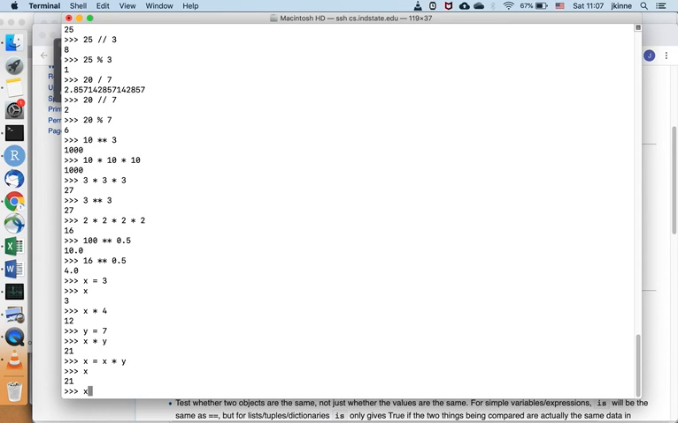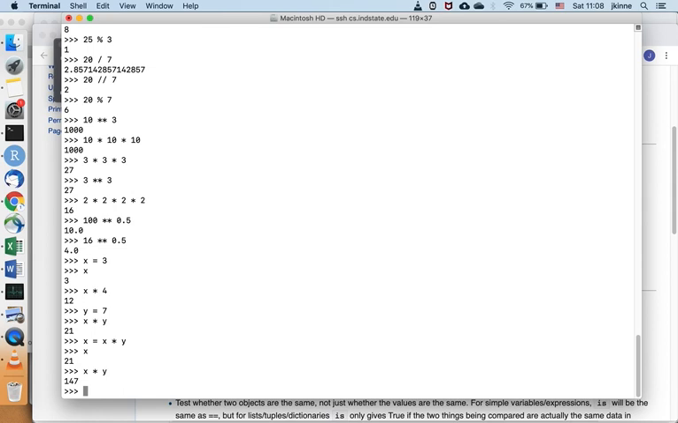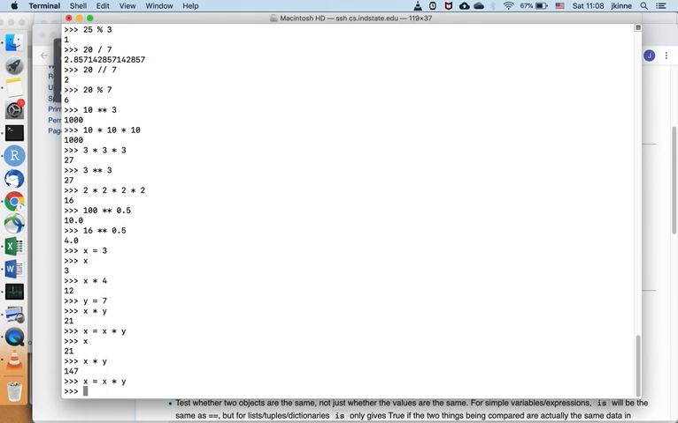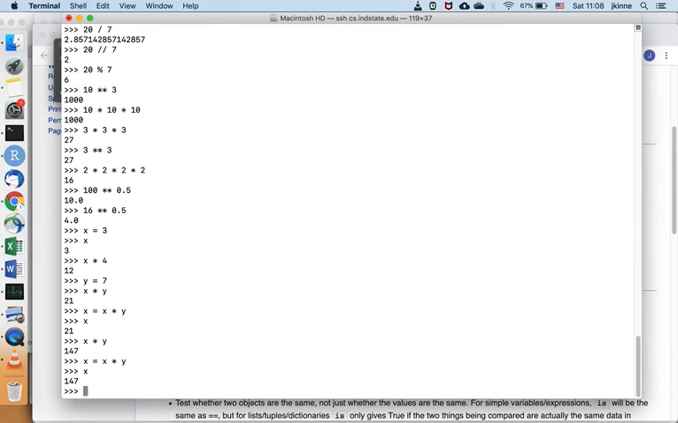All right, what would happen if we do x equals x times y again? So what it's going to do is first it's going to evaluate x times y. It'll do this, which is 147. And then that gets saved into x. Now x is 147. All right, so now we have variables.